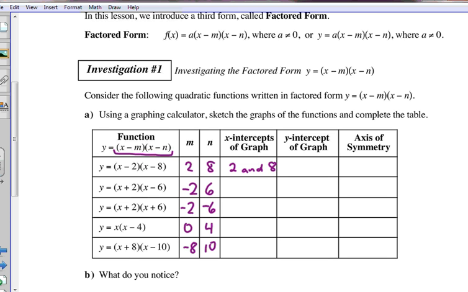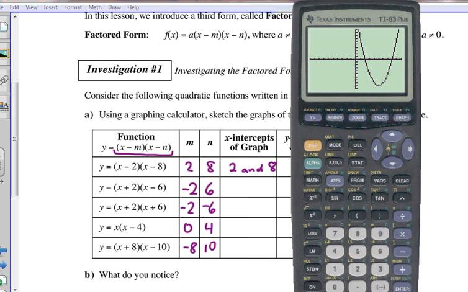Okay, y-intercept. How would you get your y-intercept? Second trace. Ooh, that might work. Can you see your y-intercept? No. So you might have to zoom out. So how do we zoom? Zoom 3, enter. Now, it's pretty hard to read what that is, right? Now, what do we know about the x-intercept, or the y-intercept? What is equal to 0 then?